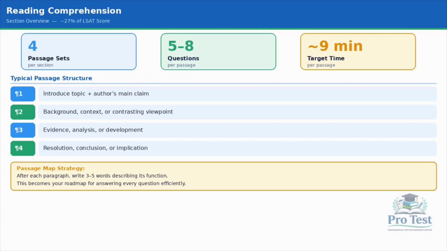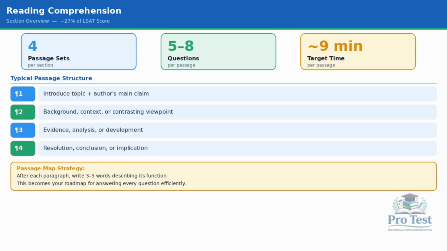Let's get started. Reading comprehension makes up roughly 27% of your scored LSAT questions. Each section contains 4 passage sets, 3 single passages, and 1 comparative reading set, each followed by 5 to 8 questions. The goal is not to memorize every detail of the passage. The goal is to understand the author's main point, the structure of the argument, and the purpose of each paragraph.